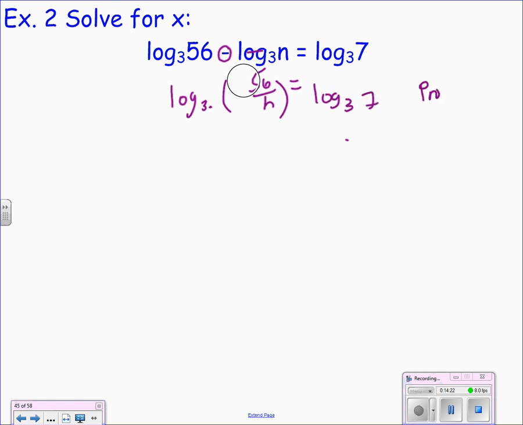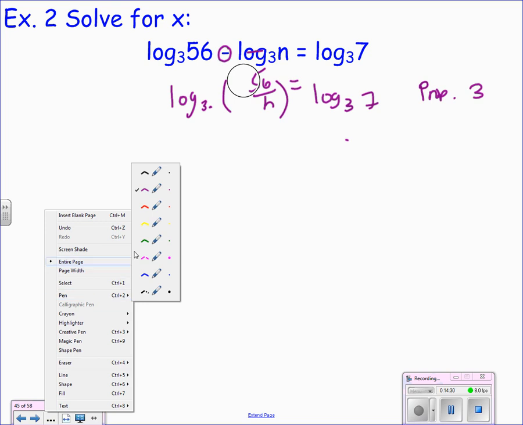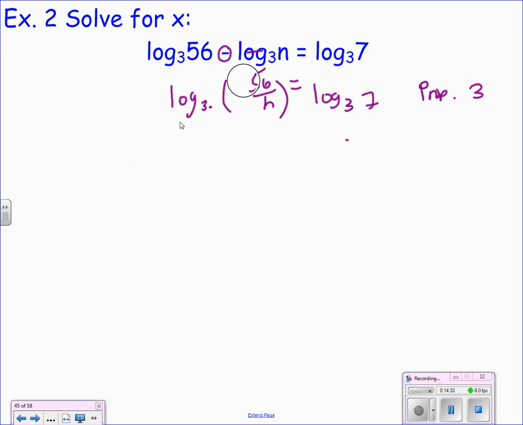So this is property 3. Now that it's down to 1 log on both sides with the same base, the logs will disappear, leaving me with 56 over n is equal to 7. And then I would multiply by n on both sides. I would put 7 over 1 and cross multiply. So I would get 7n is equal to 56. Then divide by 7, so n is equal to 8.